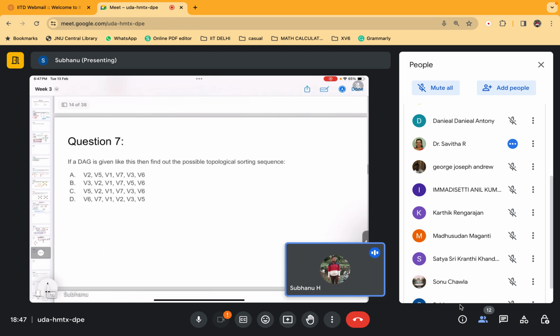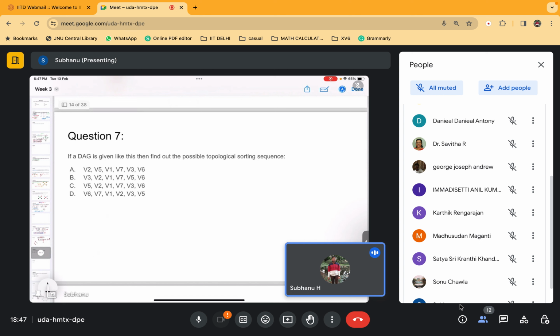So this is the next question, number 7. If a DAG is given, I think you all have read about the DAG, the directed acyclic graph. If a DAG is given, then find out the possible topological sorting sequence. Okay, so I'll draw the DAG for you.